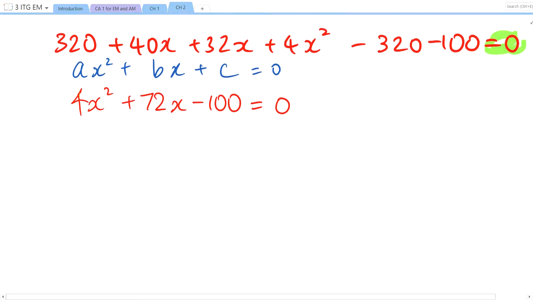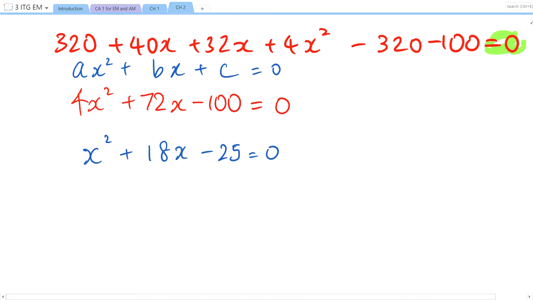Yes, you can complete the square. If you choose to solve by completing the square, you are effectively deriving the quadratic formula, which I don't need you to do. You can just memorize. Yes, somebody suggested that we can divide by 4. Can we? Can 72 be divided by 4? Yes, we can. Okay, let us try dividing by 4. So we will get x squared plus 18x minus 25 equals 0.